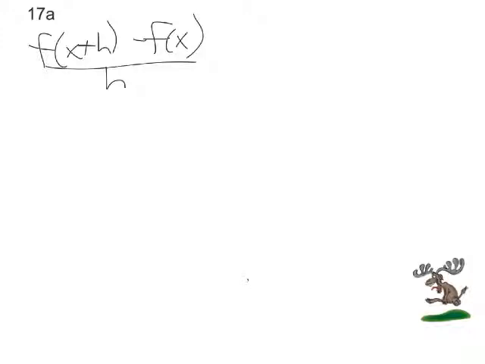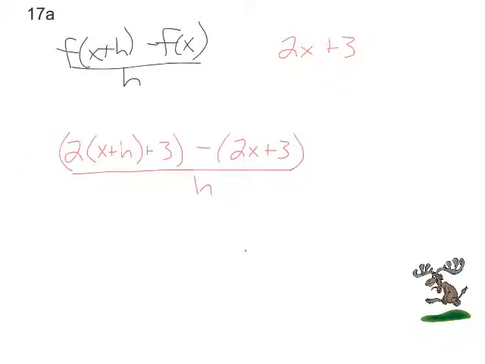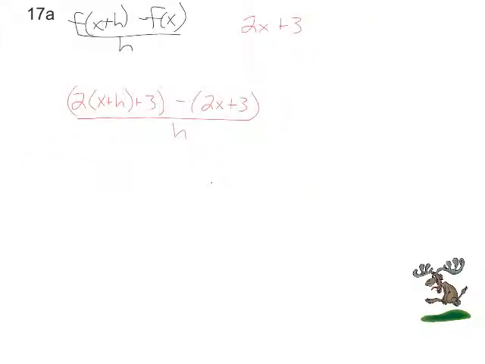So if our function in part A is 2x plus 3, what that means is the first thing we do is f of x plus h, and then from that we're going to subtract f of x and divide that all by h. And then they want us to simplify this down. So let's distribute and do what we can to simplify it.